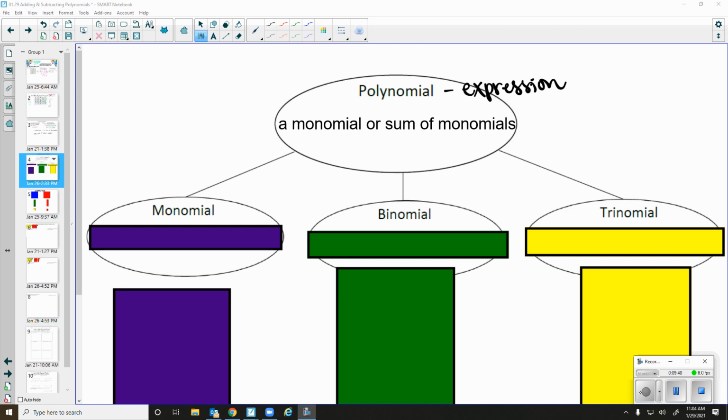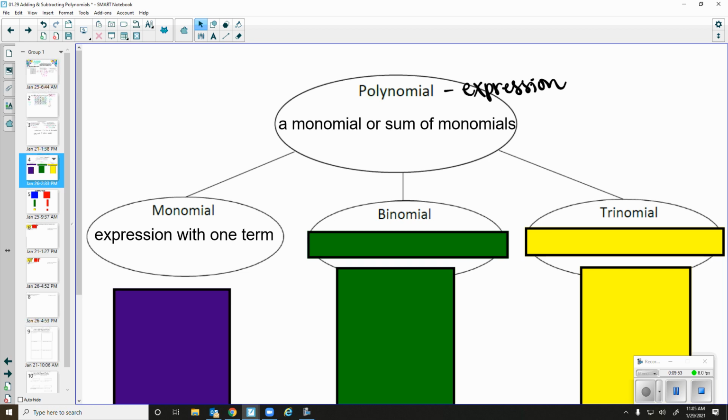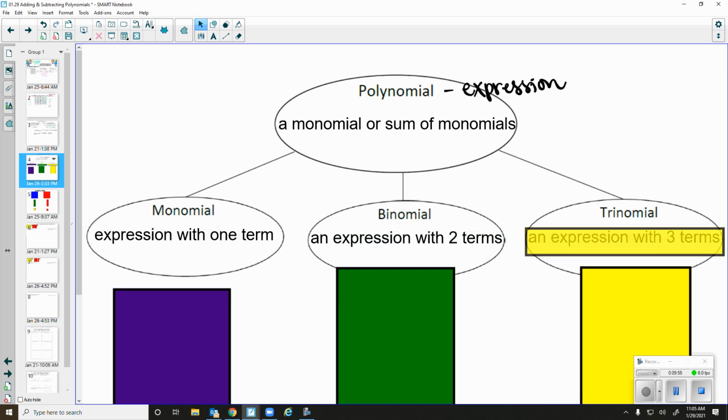Let's use a little bit of y'all's knowledge of prefixes. Give me a guess. What do you think those mean? Mono, bi, tri: 1, 2, 3. A monomial has 1 term, a binomial has 2 terms, and a trinomial has 3 terms.